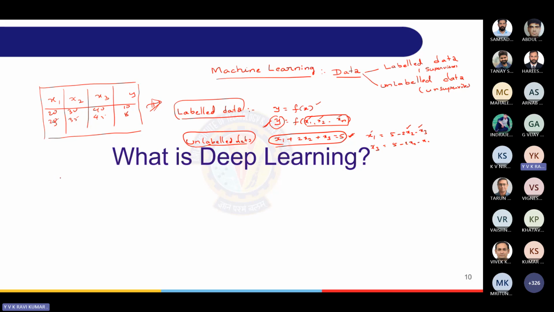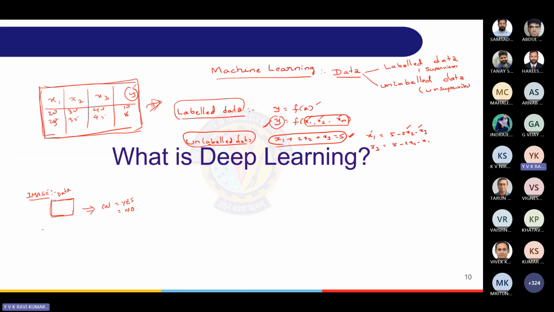Now, one difficulty with this is, suppose an image is given. Image is also data, right? Then I want to know, is it a cat or not? I hope I'm not confusing you. So now instead of this, I have this image, and what I expect is whether it is a cat or not. Now I want to go with an algorithm, and the algorithm requires this.